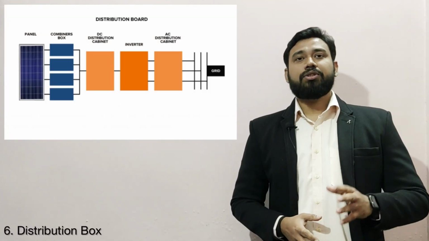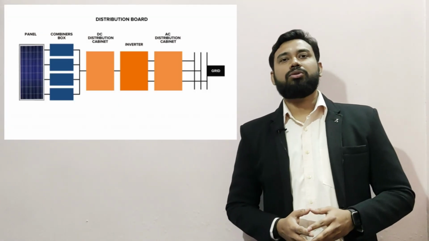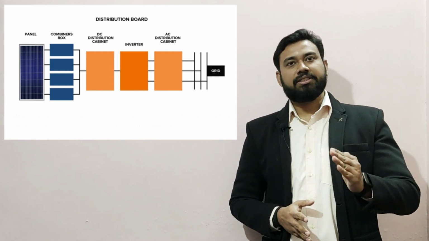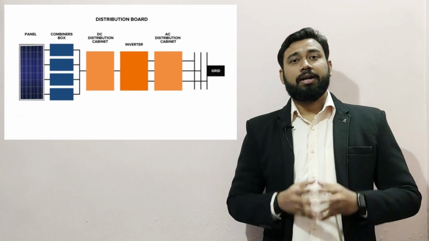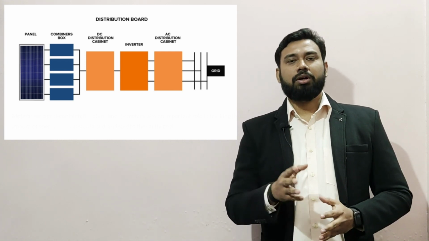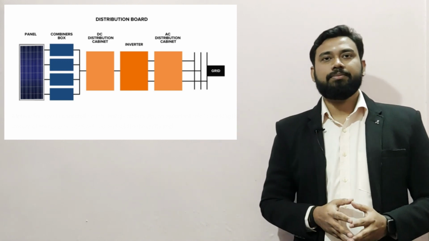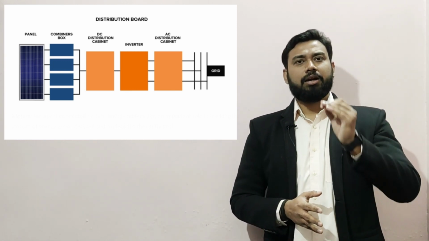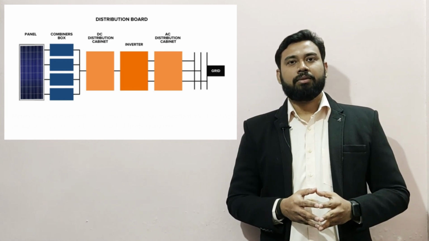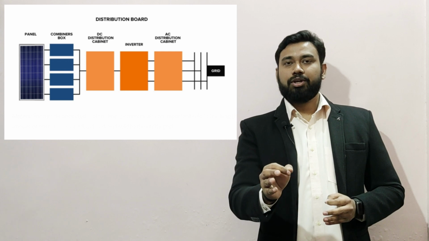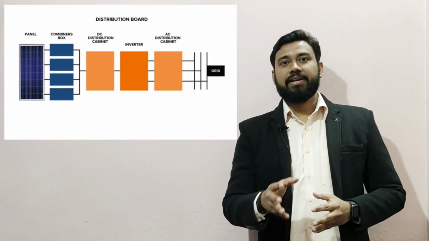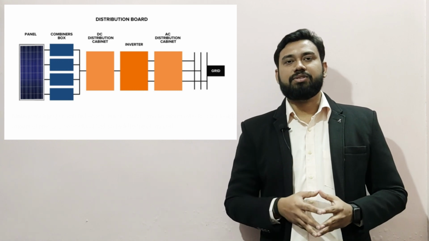Next is the distribution box. A distribution box or distribution panel is a component of the electricity supply system. It is commonly of two types. First is DC distribution, which we frequently call DCDB. It is used for connecting the output power from the solar panel to the input of the inverter. Additionally, DC surge protection devices may be connected with the DC distribution box to provide protection against faults in the system.